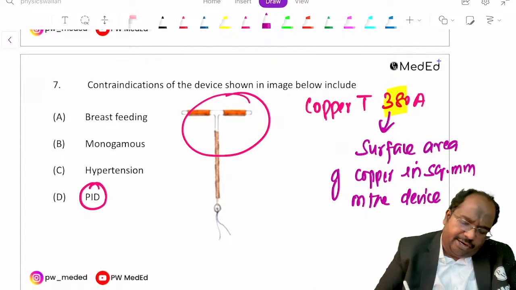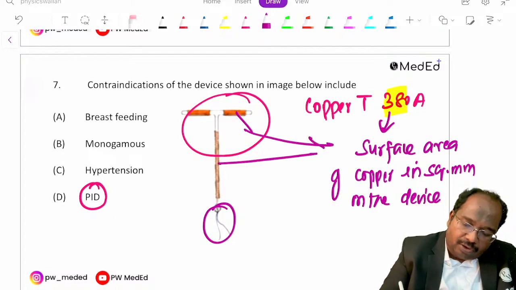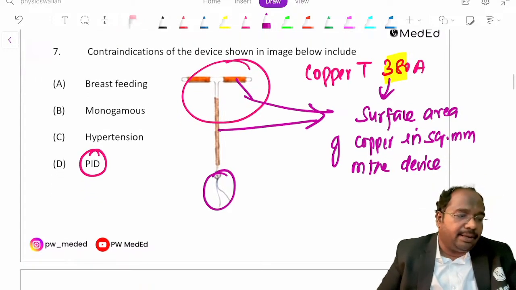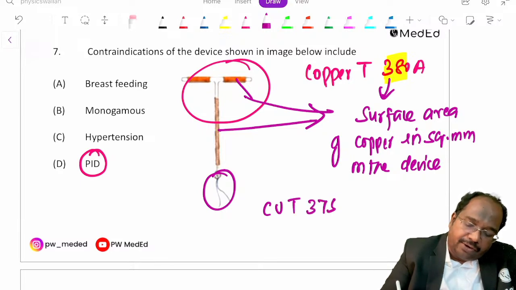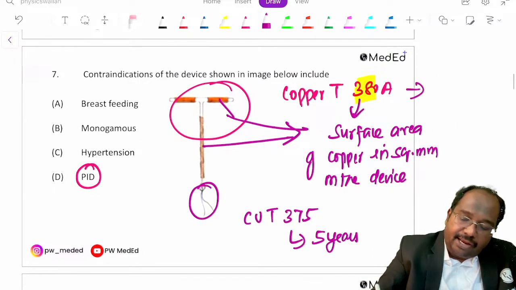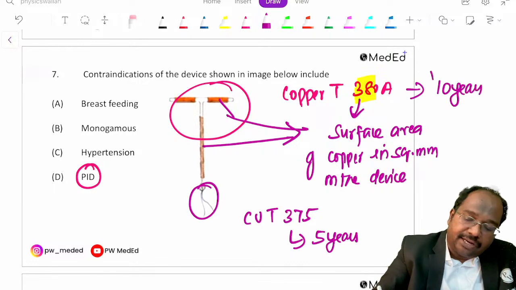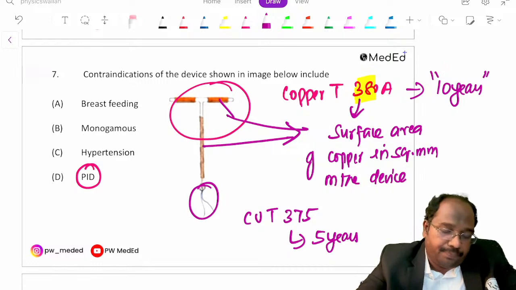This is the thread. How much copper is there? This is what we are discussing. Currently in the program, what we are using is Copper T 375, which can be used for 5 years. The newer one we are using, this 380, can be used for 10 years.